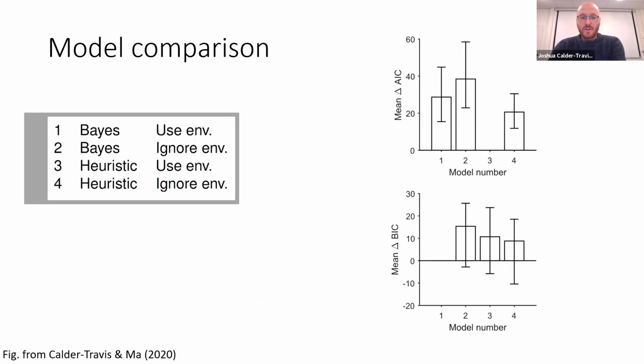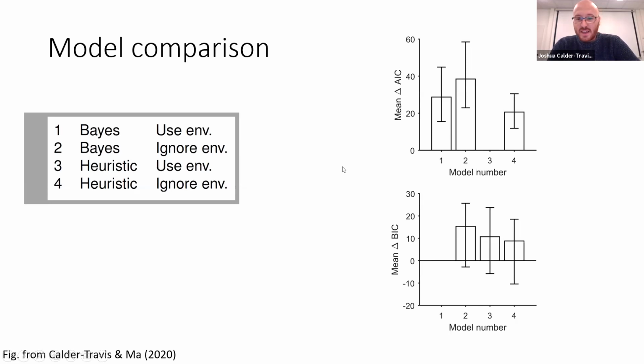And here we've got the modeling results. So we fit the models and then compare the models using AIC and BIC. Model 1 and 2 are the Bayesian models. Models 3 and 4 are the heuristic models. And then in the plots on the right, we've got on the top y-axis, the mean difference in AIC between each model and the best fitting model. And on the bottom y-axis, the mean difference in BIC between each model and the best fitting model. And so in these plots, the best fitting model is the one with the lowest AIC or the lowest BIC.